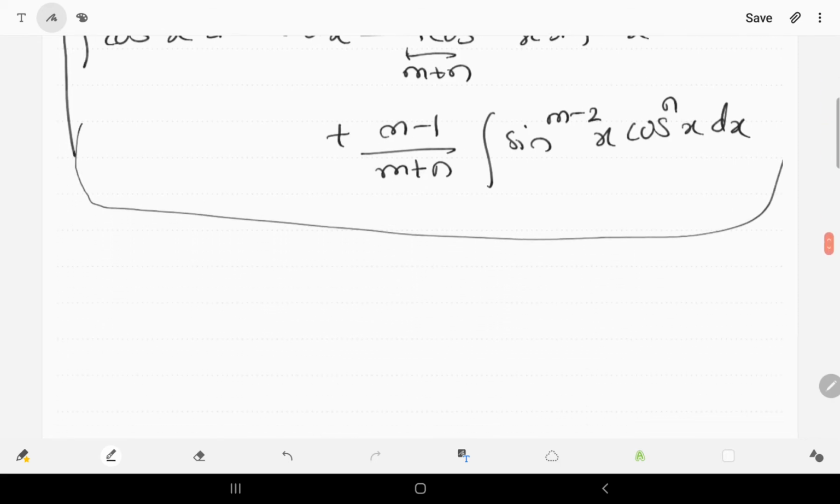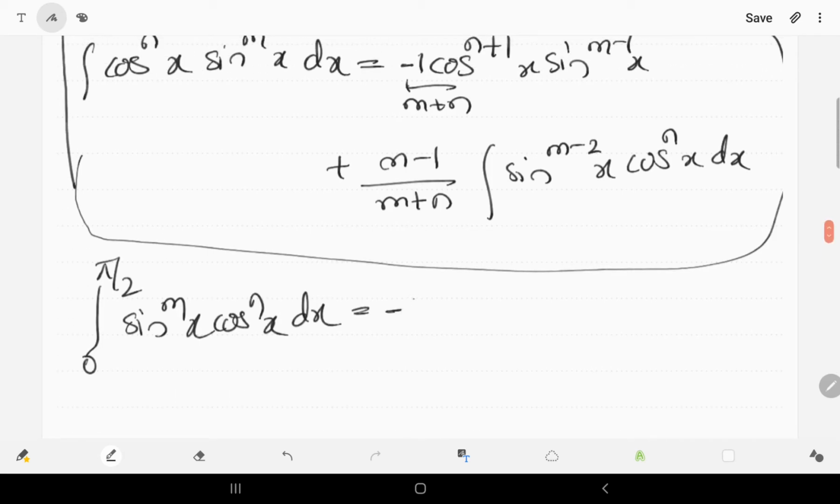Now, with limits. Therefore the integral from 0 to pi by 2 of sin raised to mx cos raised to nx dx is equal to, putting the limits, that is minus 1 divided by m plus n, integration from 0 to pi by 2, cos raised to n plus 1x.